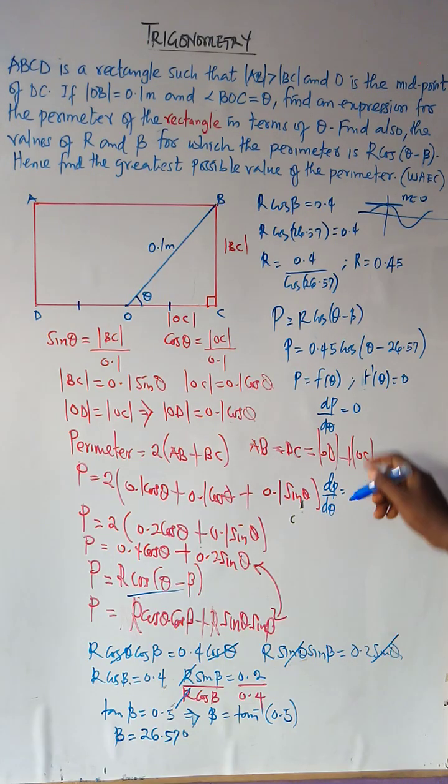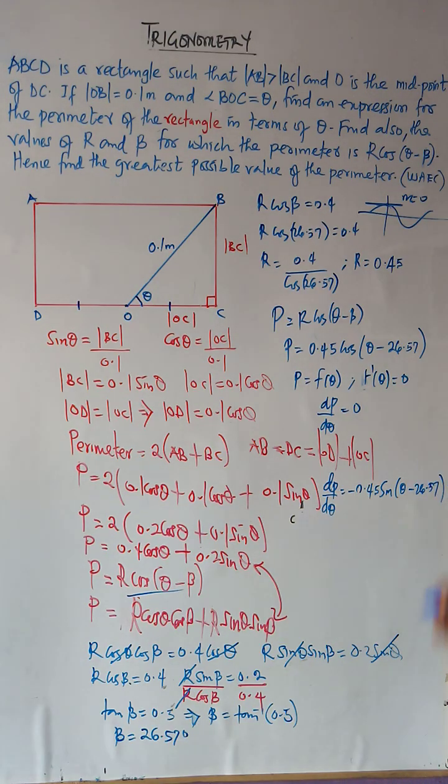will be, if you differentiate cos, you get minus sine. That will be minus 0.45 sin(theta minus 26.57). That is what we are going to get. And for us to get the maximum value, first we have to set this to be 0. So it means the whole of this will be 0. It means minus 0.45 sin(theta minus 26.57) must be 0.